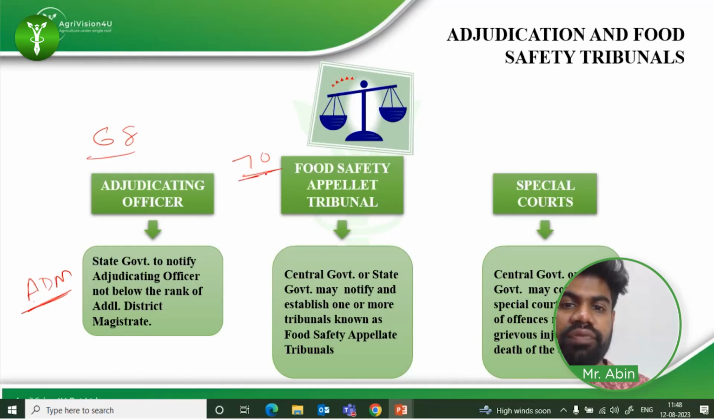Section 70, food safety appellate tribunal: the central government or state government may notify and establish one or more tribunals known as food safety appellate tribunals. Special courts: the central government or state government may constitute special courts for trial of offences related to grievous injury or death of the consumer.